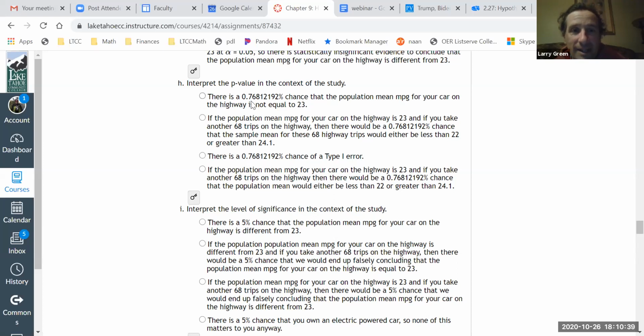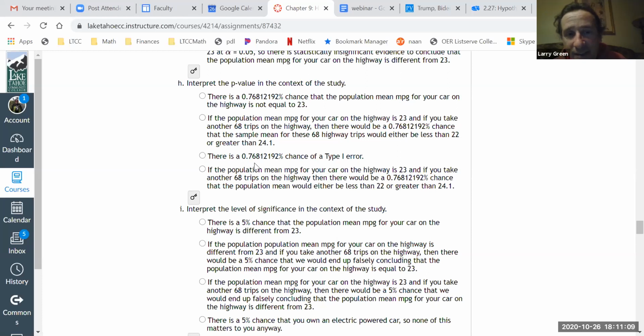So interpret it. There is a 0.768% chance the population mean miles per gallon on your car is not equal to 23. If the population mean miles per gallon in your car is 23, and if you take another 68 trips, then there would be about a 0.768% chance that the sample mean for these 68 highway trips would either be less than 22 or greater than 24.1.